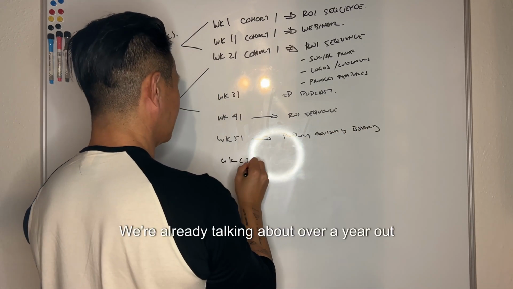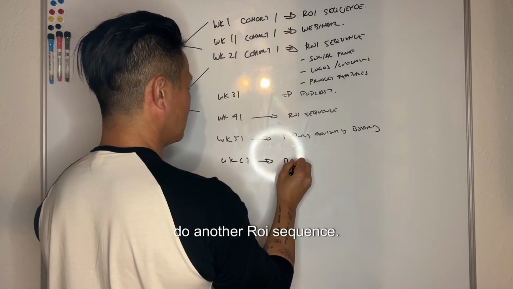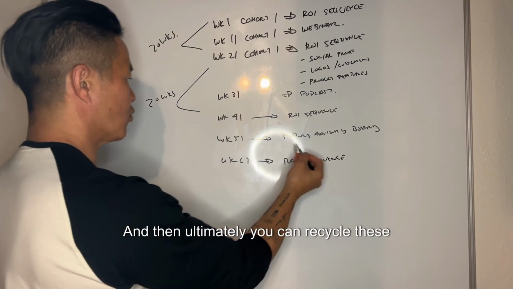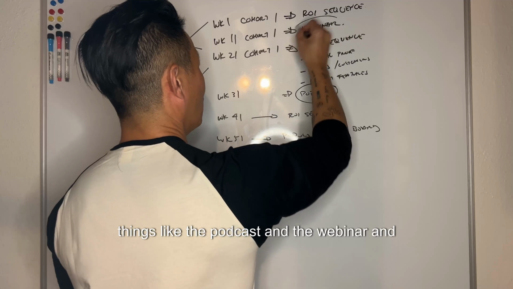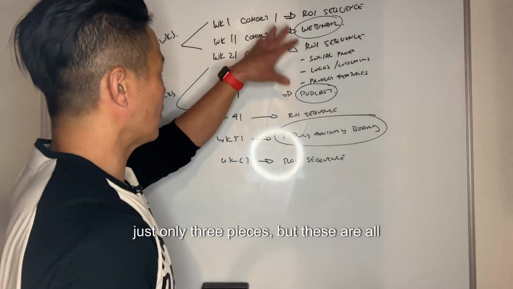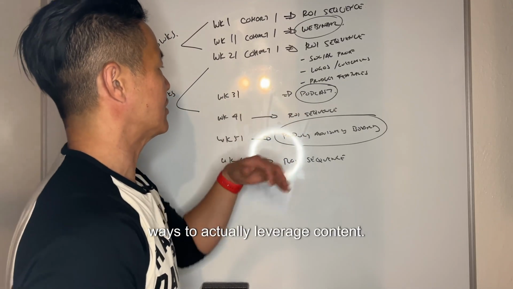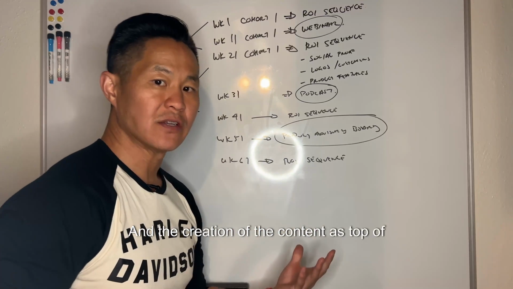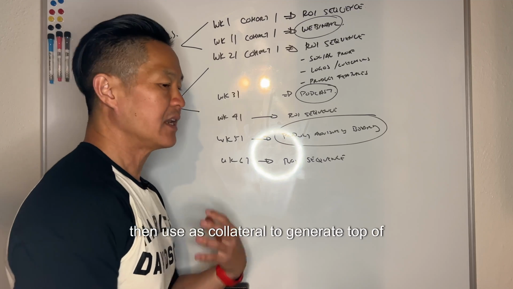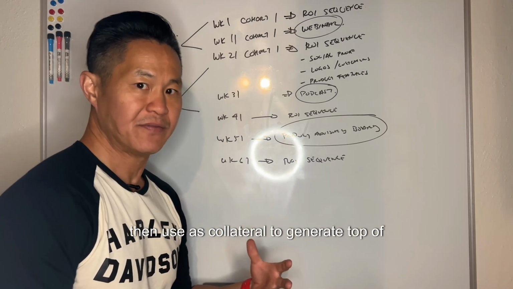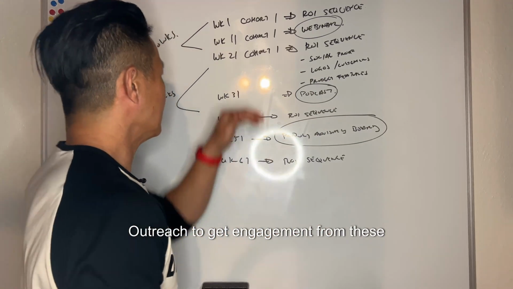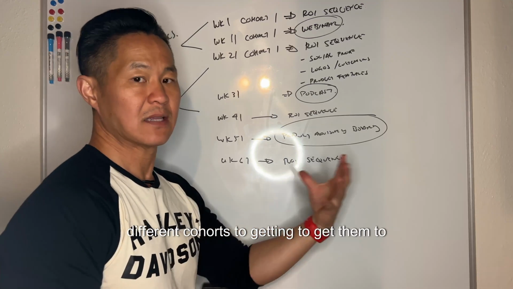Week 61, we're already talking about over a year out. Do another ROI sequence. And then ultimately, you can recycle these things like the podcast and the webinar and the product advisory board. And those are just 3 pieces, but these are all ways to actually leverage content and the creation of the content as a top of funnel exercise, versus creating content to then use as collateral to generate top of funnel. Because you're using this as outreach to get engagement from these different cohorts to get them to respond to you.